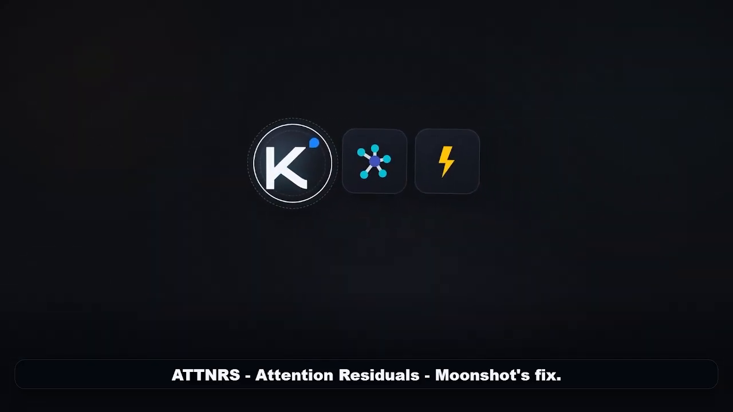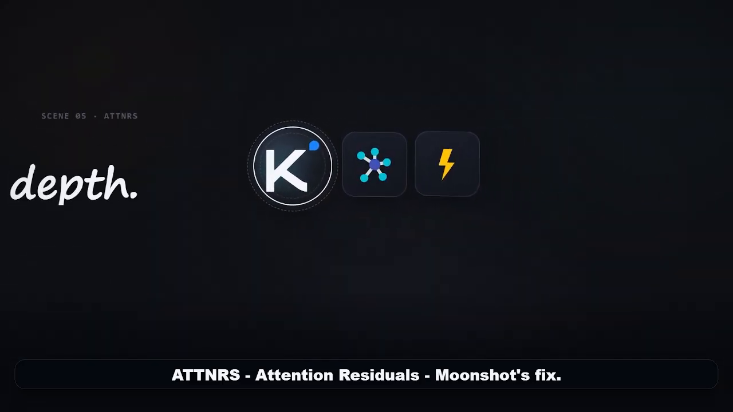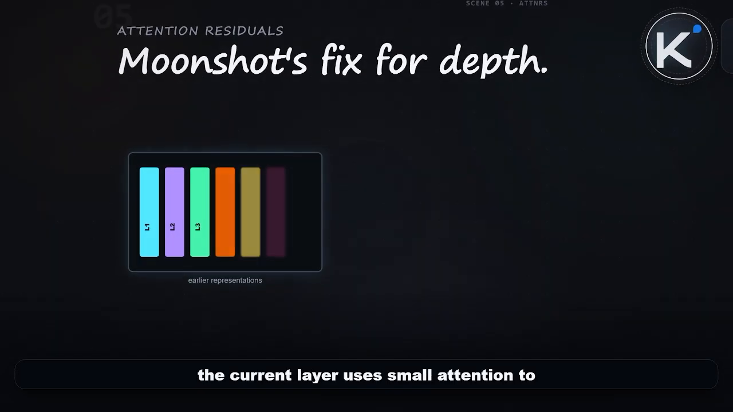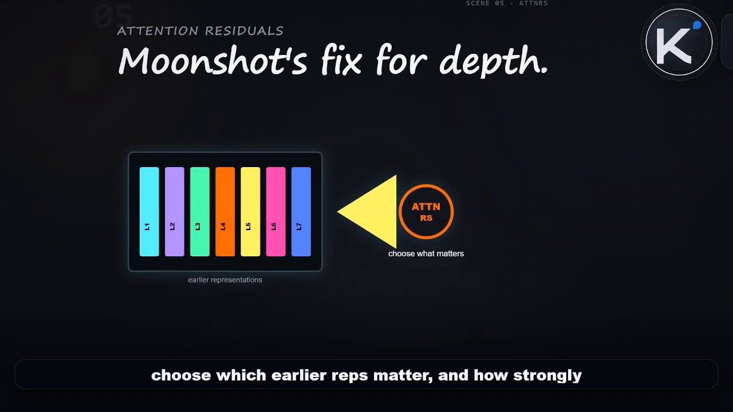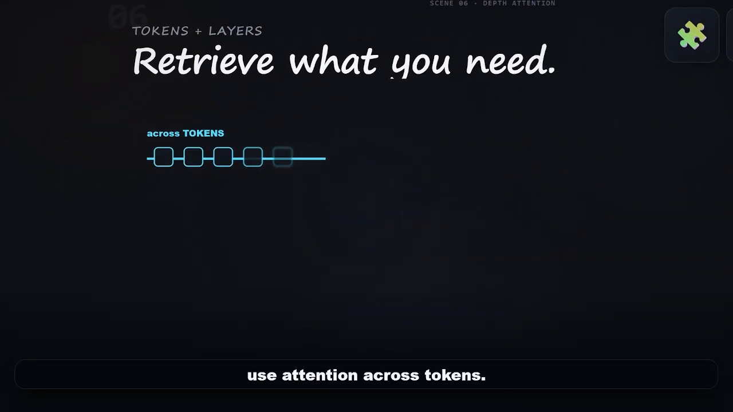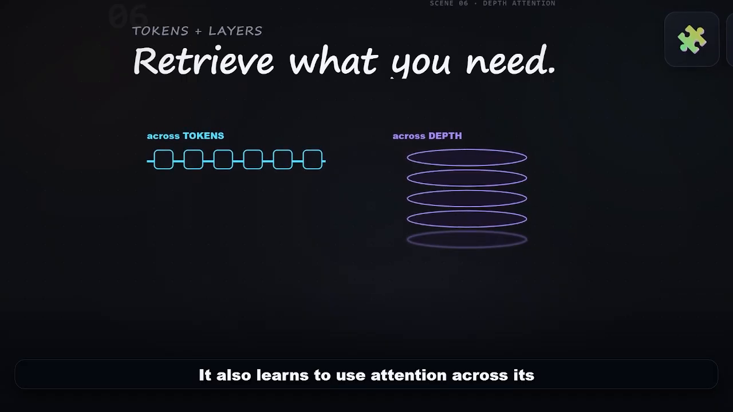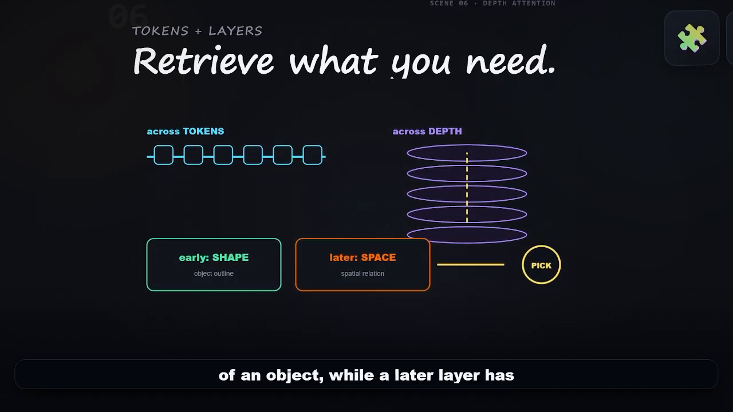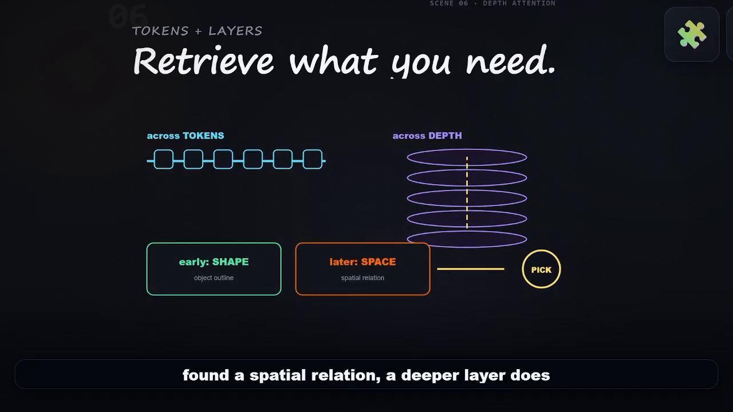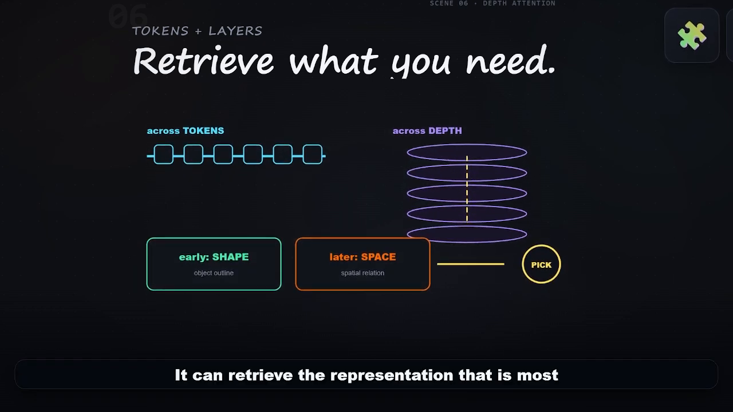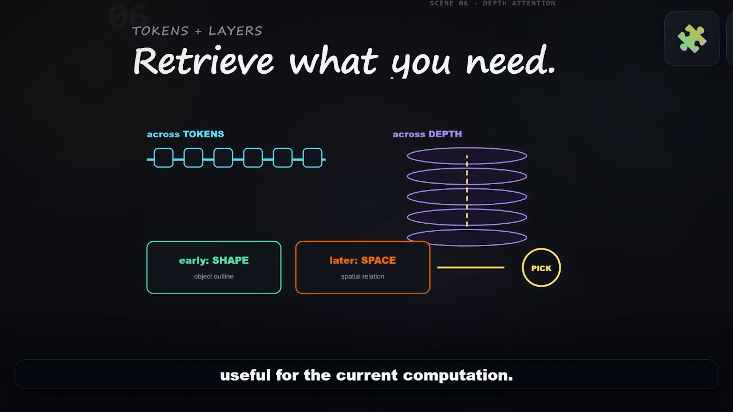Attention Residuals, or ATTN-RES, is Moonshot's proposed solution. Instead of blindly adding every previous representation, the current layer uses a small attention mechanism to choose which earlier representations matter and how strongly they should contribute. In other words, the model does not only use attention across tokens, it also learns to use attention across its own depth. If an early layer has recognized the shape of an object, while a later layer has discovered a spatial relationship, a deeper layer does not need to receive an equal mixture of everything. It can retrieve the representation that is most useful for the current computation.